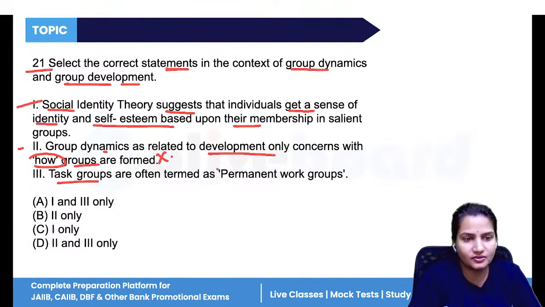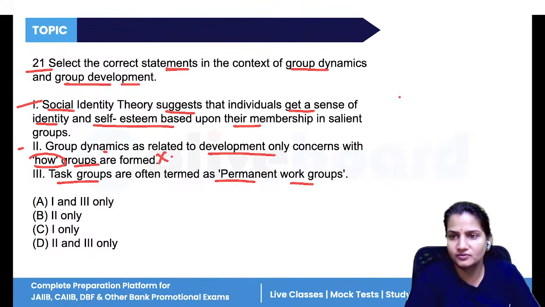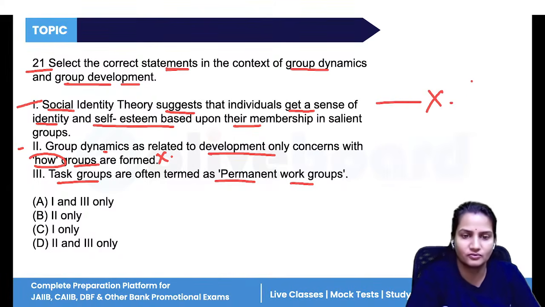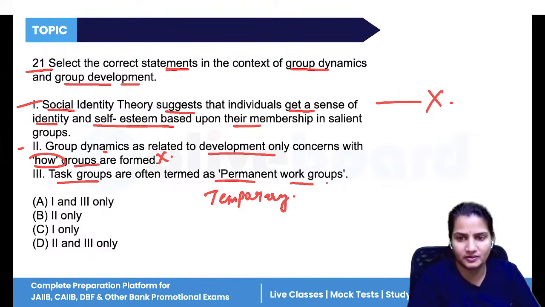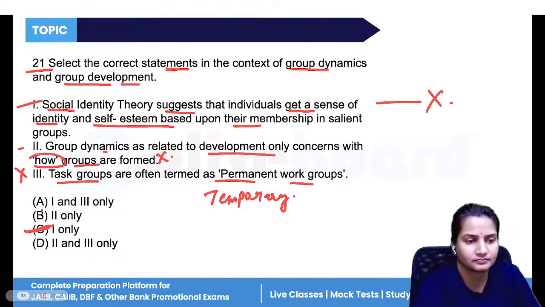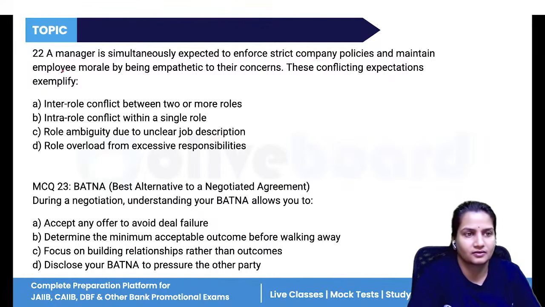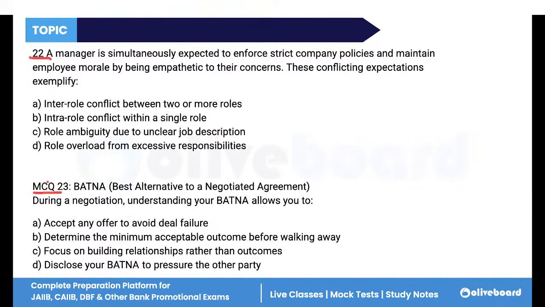Now, task groups are often termed as permanent work groups. No, a task group means that once your task is completed, that group is of no use. So it is not permanent, it's a temporary work group. So this is also wrong. Only one is correct, option C. Now, next, two questions are there. Read them properly.